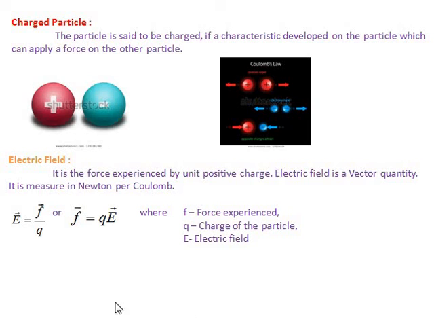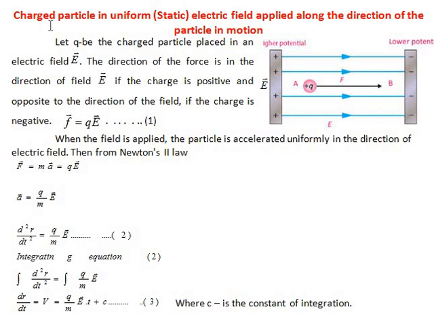Hoping that all these basic things you already studied in PUC Science second year, we will go to the next point. Here we are going to study a charged particle in a uniform electric field applied along the direction of the particle in motion. You can see here, this is the positively charged particle. It is denoted by plus Q, and it is placed in an electric field, and this particle is moving along the direction of the electric field.